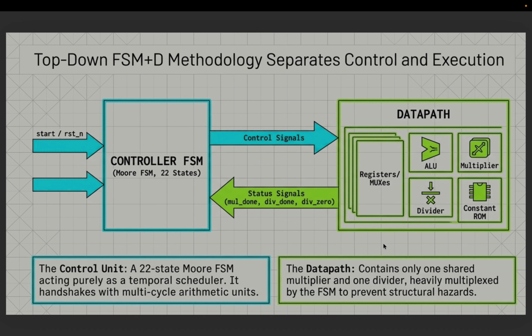So this is our top-down FSM plus D and data path methodology. The design is divided into two parts, which are the control unit, the FSM, and the data path. The control unit is where we control the order of operations, while the data path performs the actual calculation. Only one multiplier and one divider are used in the design, where the FSM controls when these units are used, allowing the hardware to be shared efficiently.